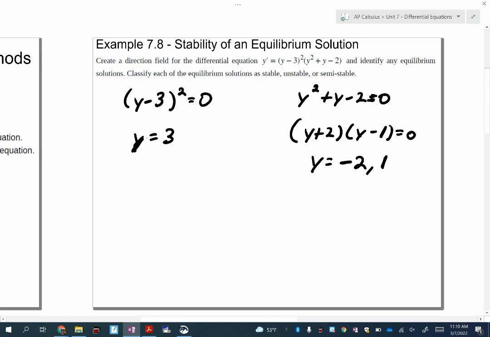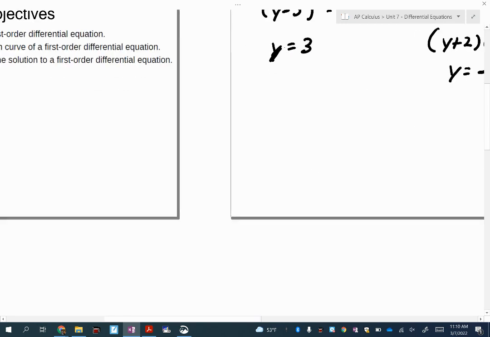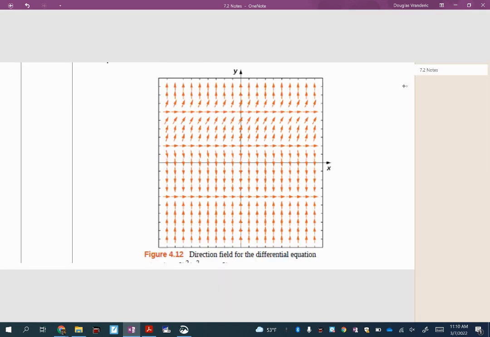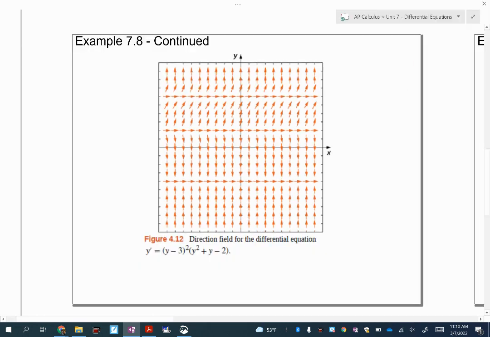So when you look at the direction field, which is right here, I know there's a lot going on, but if you just focus for a second on those values, which were negative 2, positive 1, and then positive 3, you can see that all of the arrows, if I take them away, are going to be horizontal lines, because that means the slope of the differential equation is going to be 0.